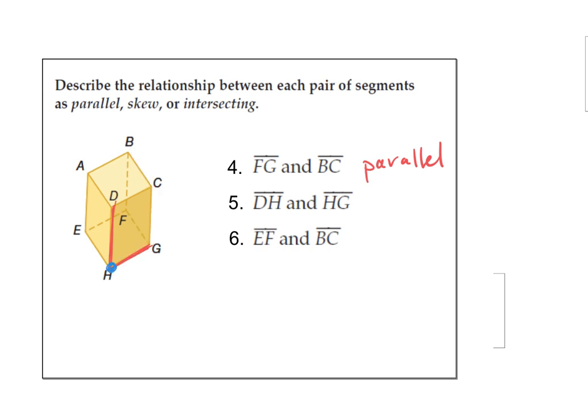Next we have segments DH and HG. As you can see highlighted in the picture, they touch, they intersect at point H, so they are intersecting.